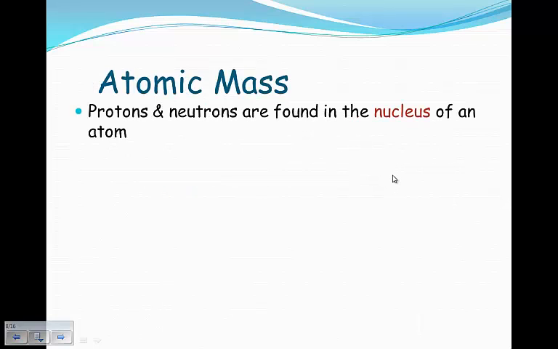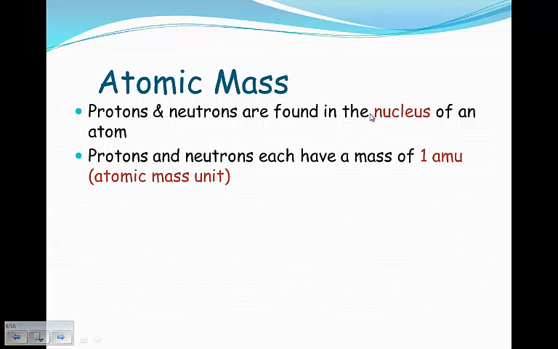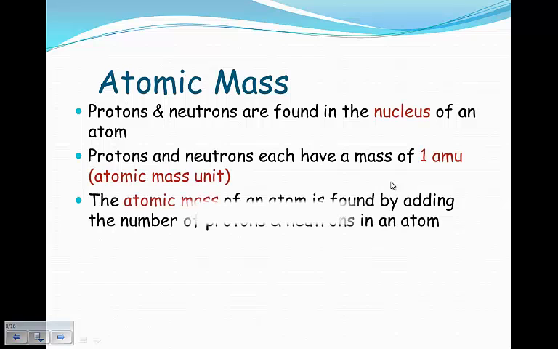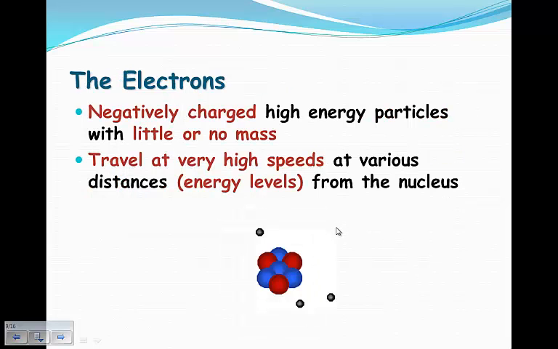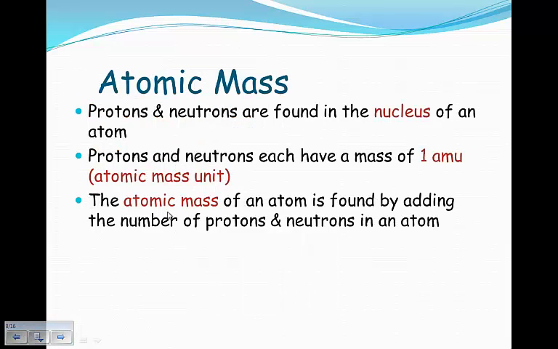Just like I said, different numbers of neutrons produce isotopes of the same element. Let's go back to atomic mass. Protons and neutrons are found in the nucleus of the atom. Protons and neutrons each have a mass of 1 AMU, which is an atomic mass unit. And the atomic mass is found by adding the number of protons and neutrons in that atom. So that's atomic mass. Let's go back here for a second. Atomic number is the number of protons. Atomic mass is the number of protons and neutrons that are in the nucleus.